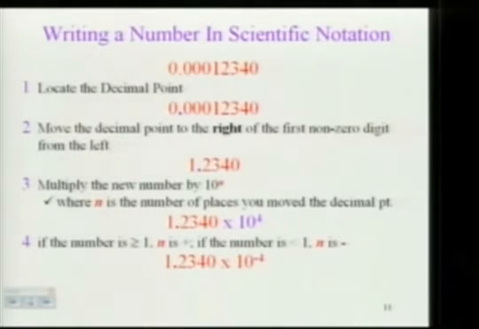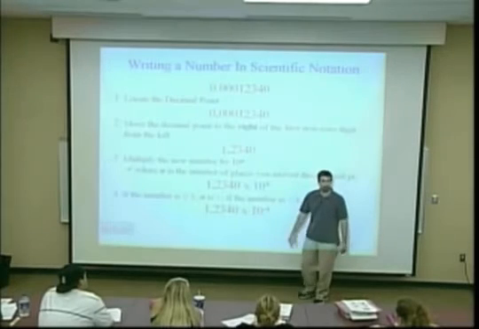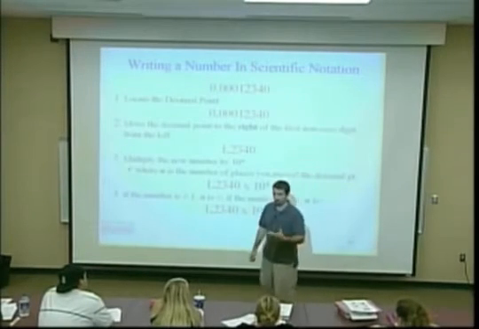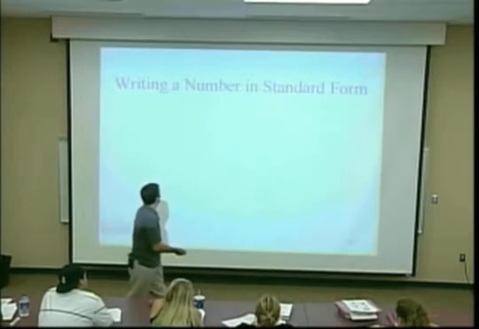Up there it was less than 1. That's got to be a negative exponent. So a negative exponent references an original number that was less than 1. A positive exponent references a number that was greater than 1.